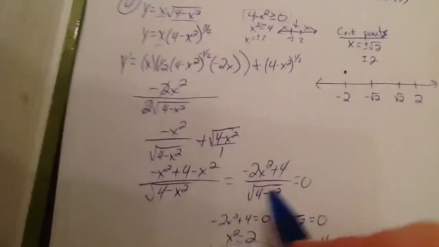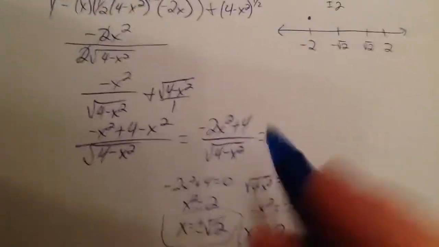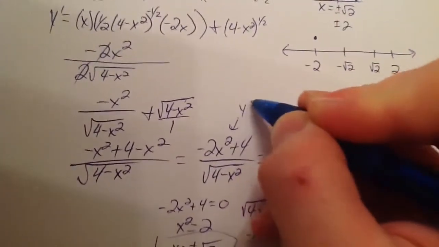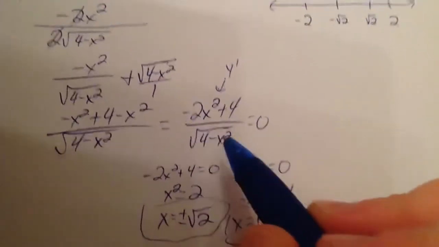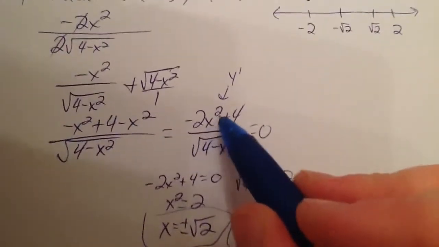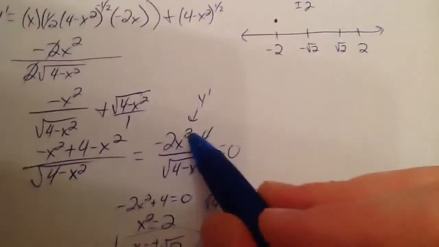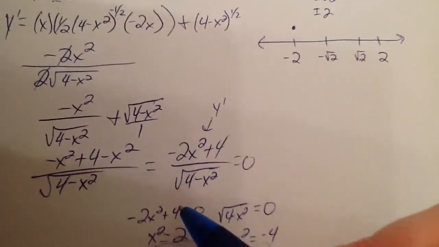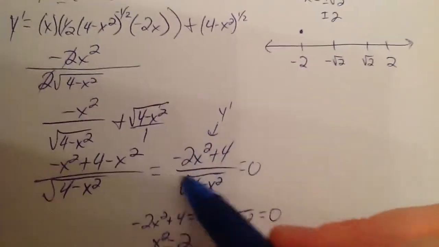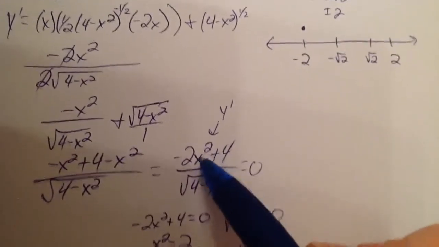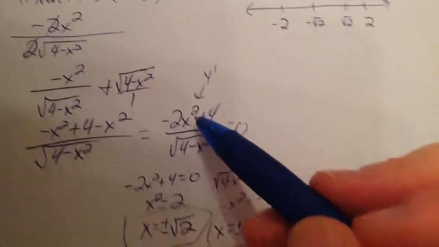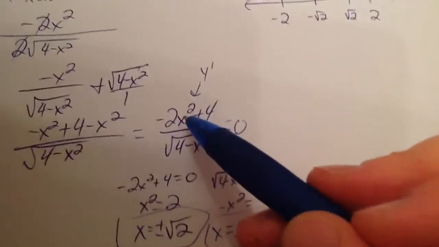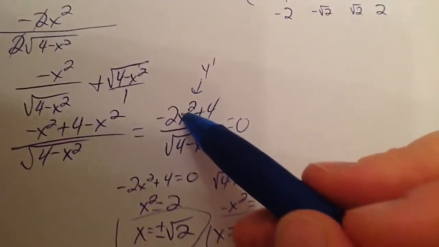Plug it into my derivative, here we go. I know the bottom will be positive, so that's easy. Whenever I plug in for x, I'm going to square it, so it's going to be positive. If I plug in -2, I can't plug in -2, but if I do -1.9 squared, what is that? It's a little less than 4.